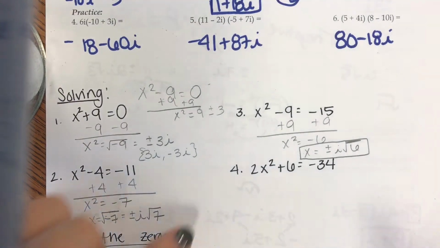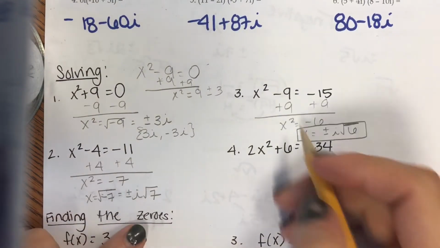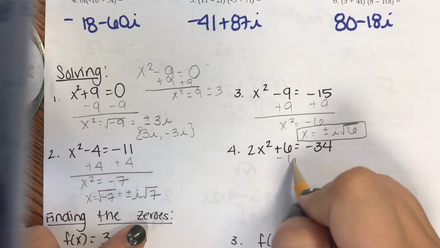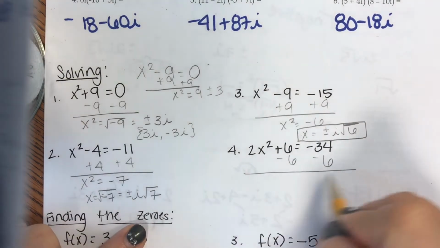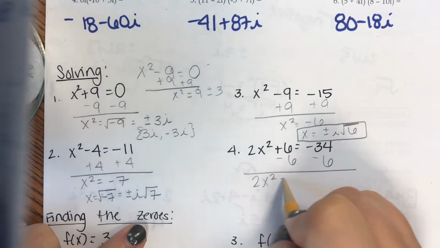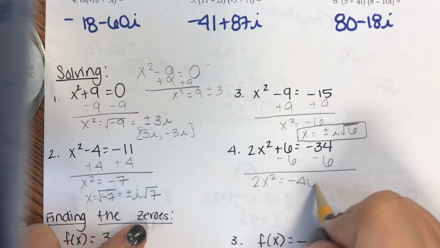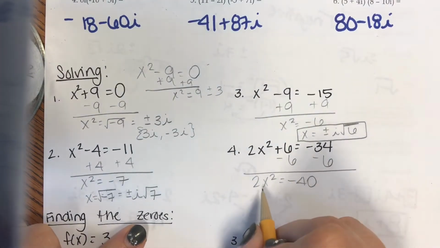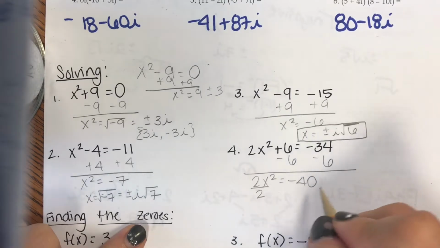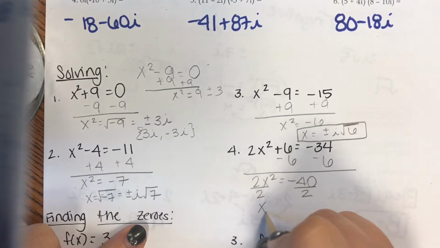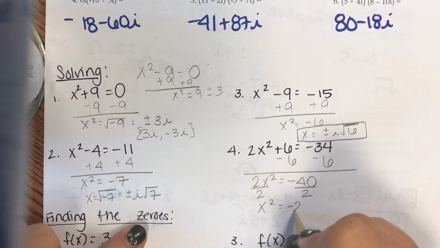Okay, for this one, you're going to keep going, do the same thing, move the 6 over as if you were just solving a normal equation. This would equal negative 40, and then still divide by 2. So x squared would equal negative 20.